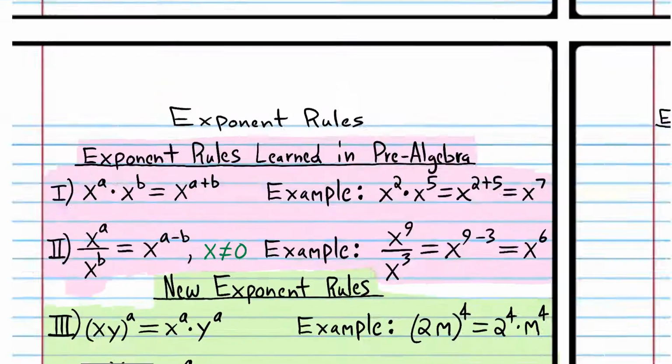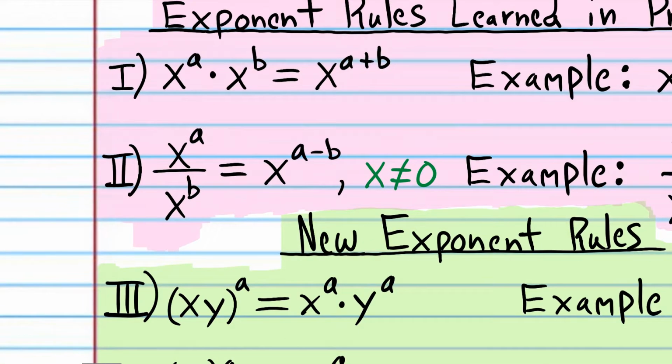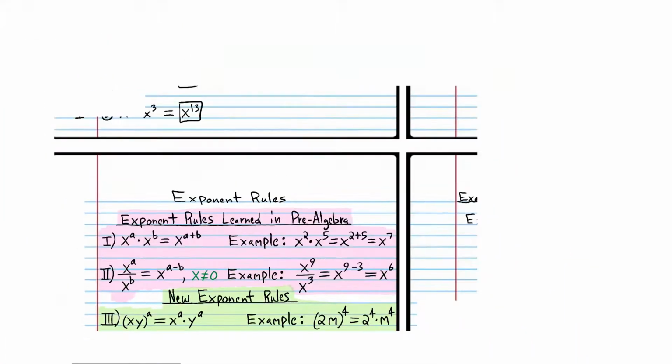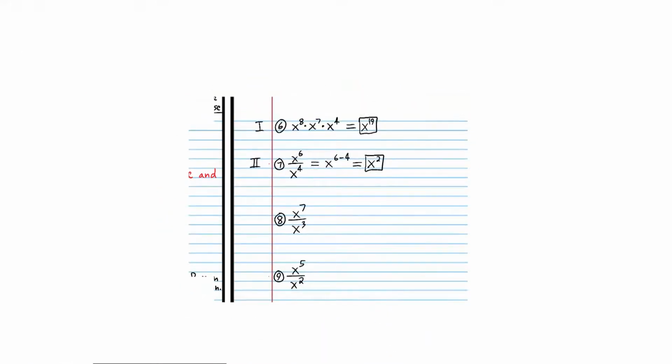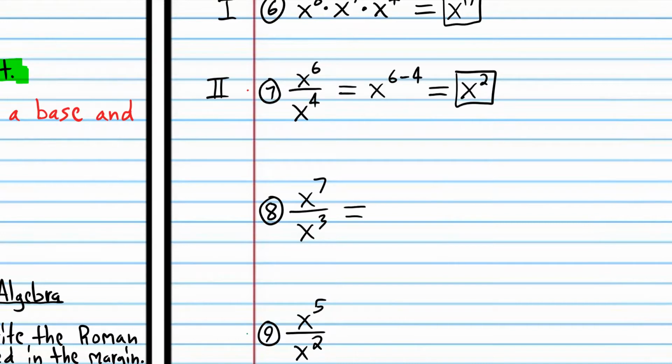So again, we didn't state the rule formally in my pre-algebra course, but this is the formal statement of that. And you might wonder, well, what is this over here? Well, remember, when you have a fraction, you can't have 0 in the denominator. That messes things up. So oftentimes you'll see this. That just means that x cannot be 0 in that particular scenario. So now over here, 7 minus 3 is 4. So we have x to the 4th power, and you're done. Easy.